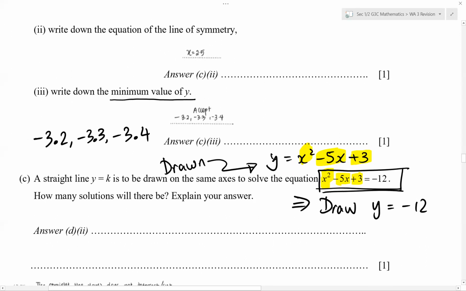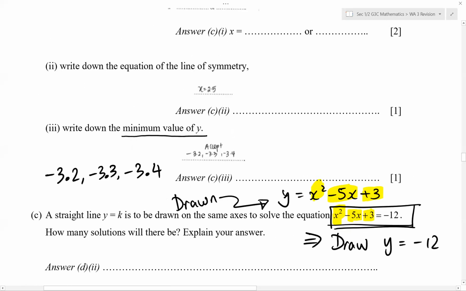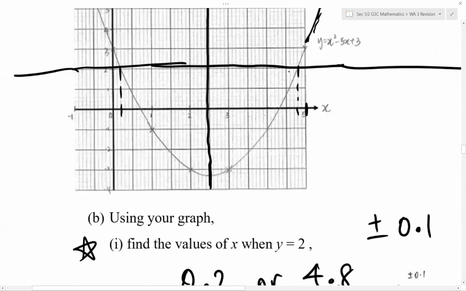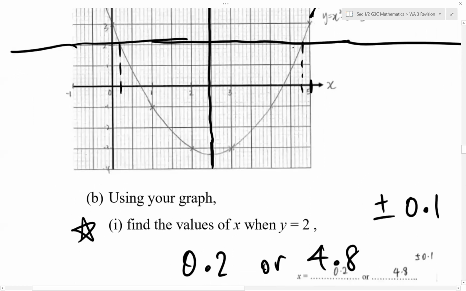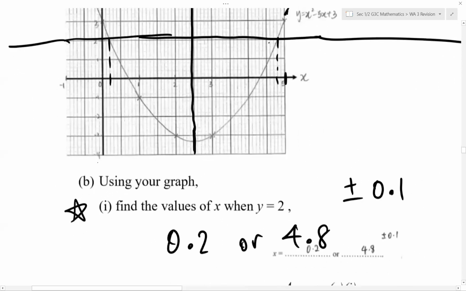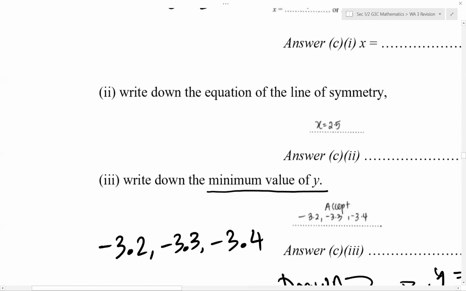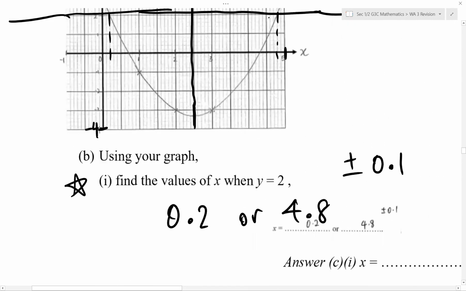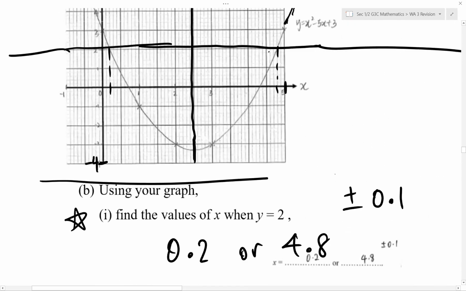So let's go back to the graph. Is there space for you to draw y equals -12? No space. Your graph only ended at, there was only space for y equals -4. They did not ask you to draw, right? They say a straight line is to be drawn. If you were to draw that line, y equals -12, which obviously is way further down, let's just compress it a little here.